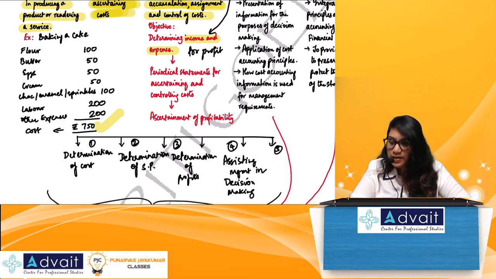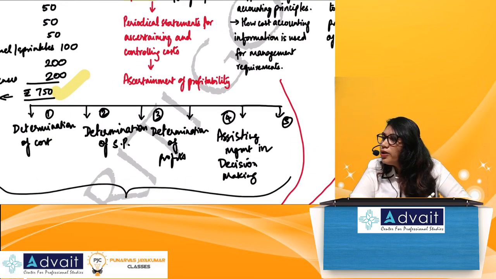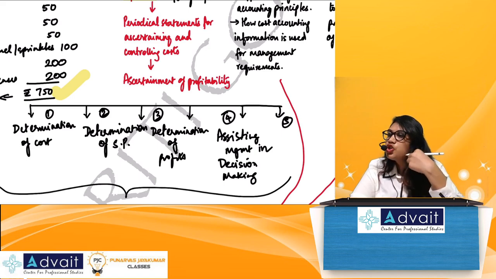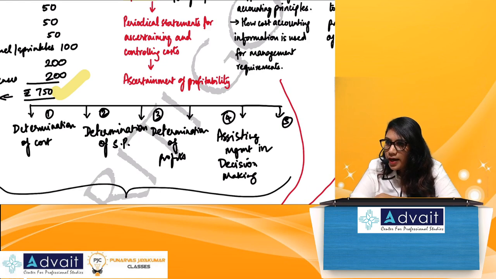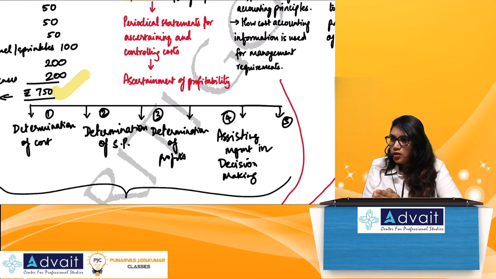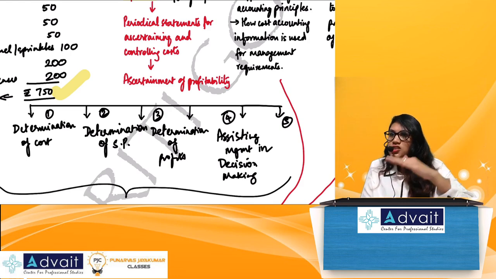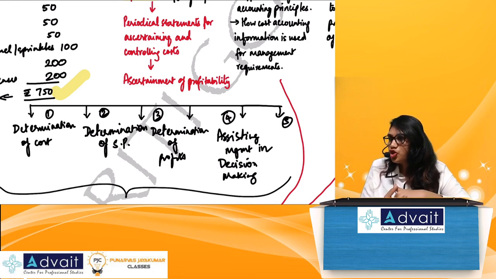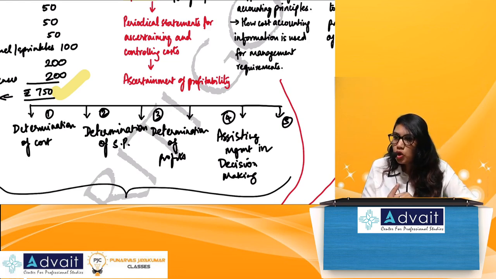Assisting management in decision making. What are we going to do with those costs? What are we going to do with the selling price? The management of the organization has to take various decisions from time to time. Correct? So all this data collected by cost accounting will be used by the management for the process of decision making. So cost accounting aids in decision making. It helps our management in taking various decisions from time to time.